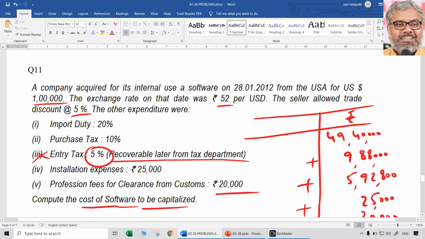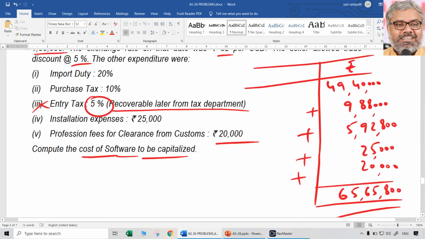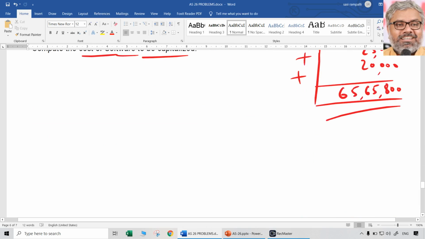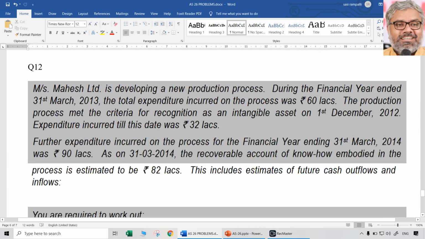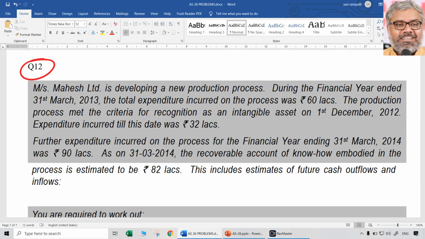But instead of machinery, if it is software, we call it AS 26. That's all. 65,800 is the final answer. Now moving on to the last question, question number 12.